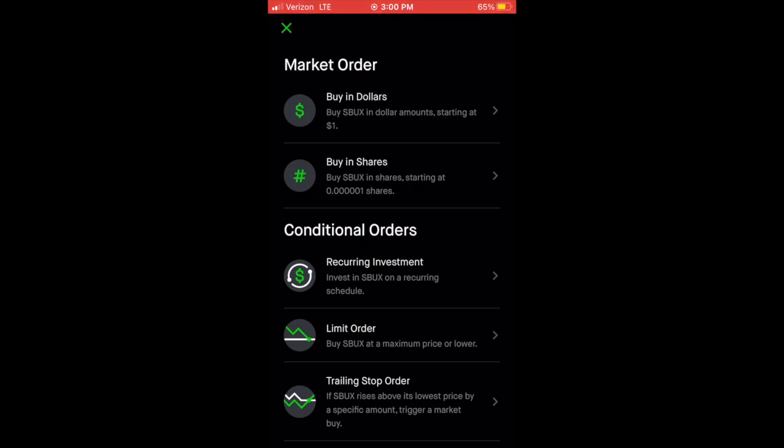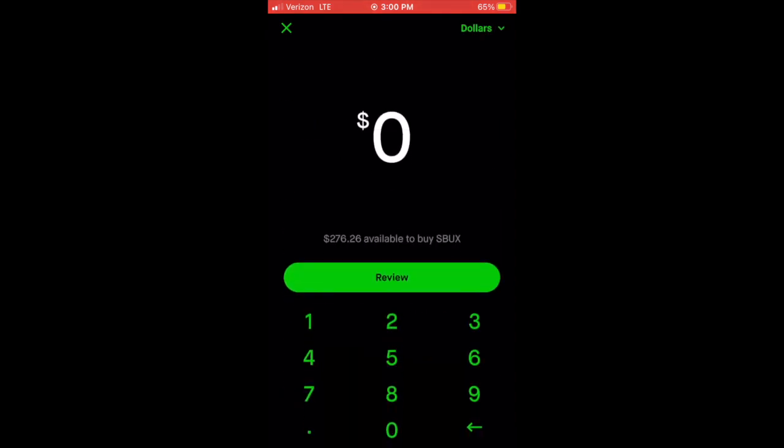So anyways, the buy in dollars option that you see up there with the market orders, it says buy Starbucks in any dollar amounts starting at $1. So what's very cool is that you actually have the option to buy a set dollar amount of any particular stock rather than having to buy an exact number of shares. This works great if you're trying to invest a specific amount.